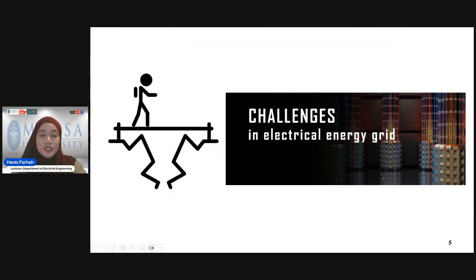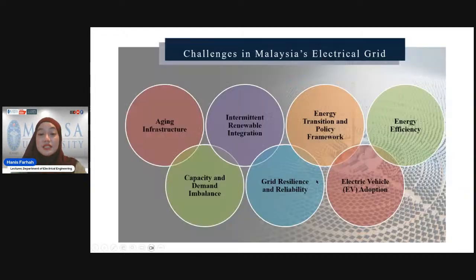Okay. So what are the challenges that we face in our current electrical energy grid? These are the factors. You can see there are so many challenges here. The first one is aging infrastructure. The infrastructure that has been used in Malaysia is aging, it is very old. It requires an upgrade because it was implemented a few years back, and it is already aging. We have to upgrade our infrastructure, and to upgrade the infrastructure, it requires cost, money.